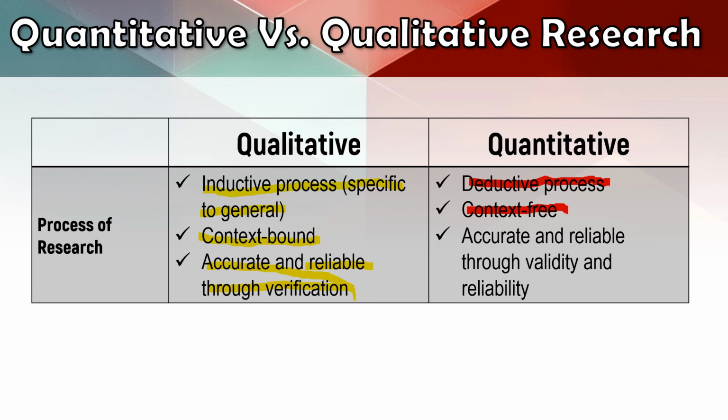Unlike with quantitative, how do we achieve accuracy and reliability? By validity and reliability of the instrument that I use. For example, the questionnaire or the survey. Does my survey measure my research topic? Does my survey actually cover all the necessary data that I need for my topic? So in that case, I am achieving accuracy and reliability by having a valid and reliable questionnaire.